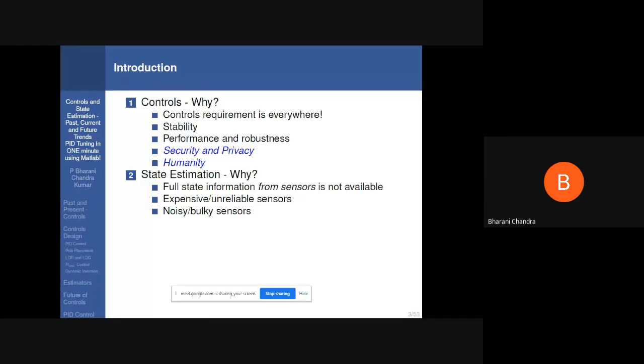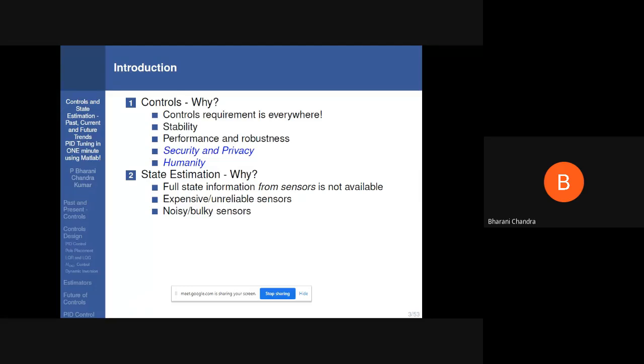And in a realistic scenario, we never want to use the full state information. For example, for a typical plant, if there are 300 states, we don't want to use 300 sensors for the control purpose, the monitoring purpose or the fault tolerant control purpose. What we do is use the concept of state estimation when the full state information from sensors is not available, either because the sensors are very expensive or unreliable, or very noisy and bulky. We cannot completely rely on unreliable sensors, and we don't want to use bulky or noisy sensors. So is there a way where, instead of the complete state information, I can reconstruct or estimate the states based upon reliable sensors?